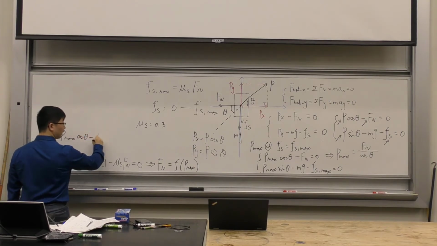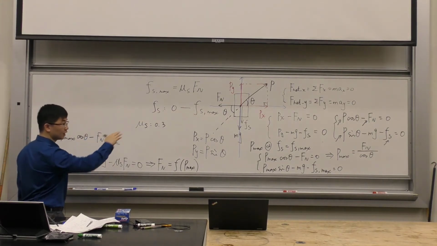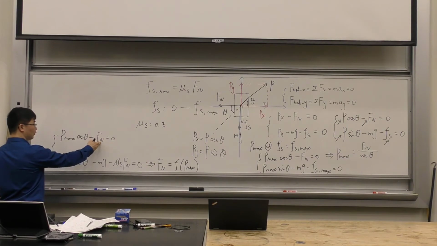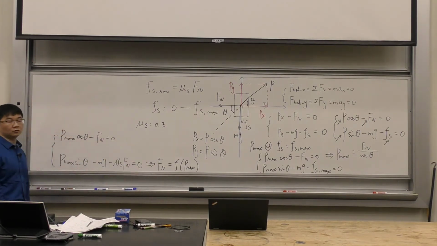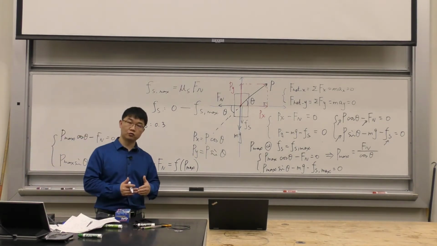Minus Fn equals 0. So you don't even need to do it that way because you don't have the number for Fn. You're going to plug this equation into the first equation. Then you will get a complete equation on only P max. So you just go ahead and solve that equation, right?